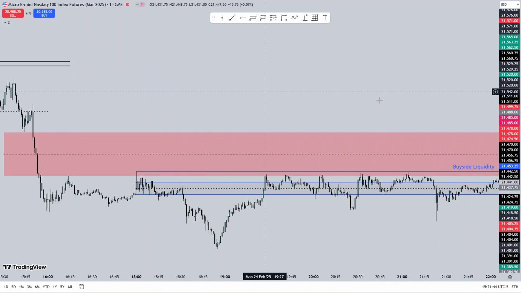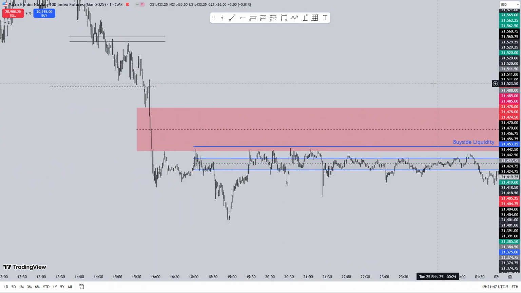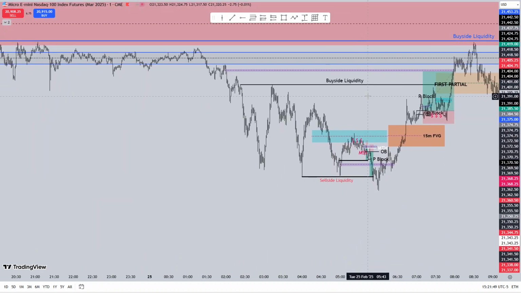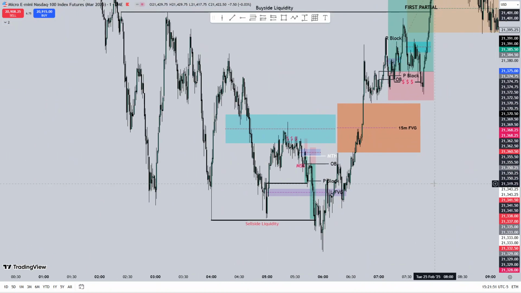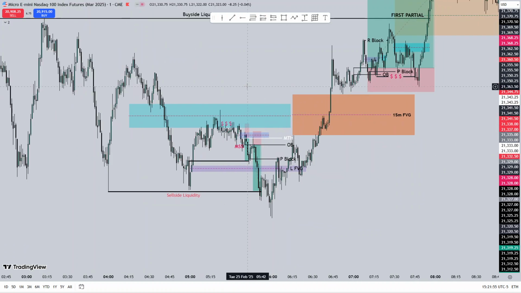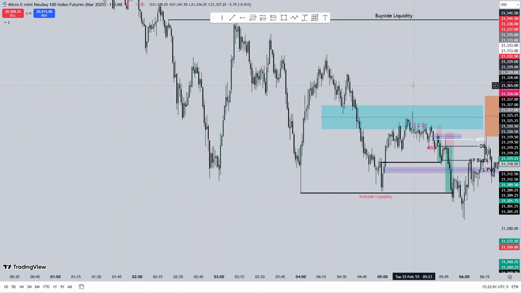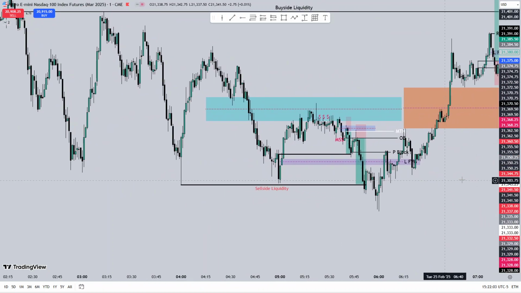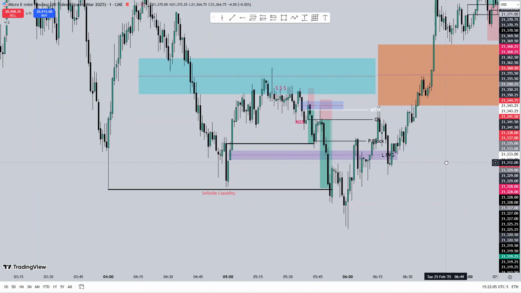Okay, let me explain only my entries, which entries I took. Then over here this is the Tuesday price action, on the London session. At the end of the London session I took this entry. Normally I don't trade on the London session, but I took this entry because I found my perfect A plus setup, that's why I took my entry.